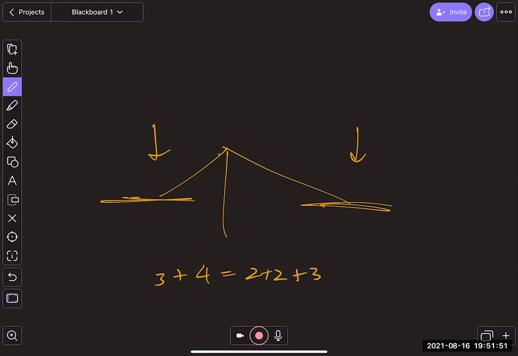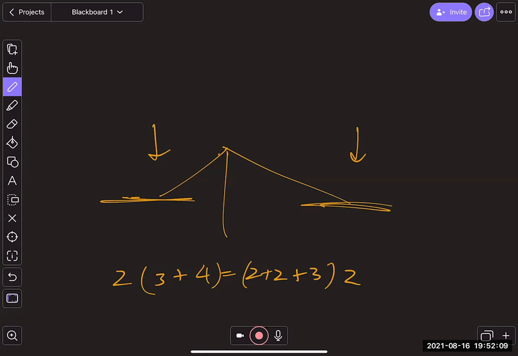You can even multiply both sides by the same thing, right? You can multiply both sides by 2. This ends up being 14 equals 14. Right? So you can do whatever you want to one side, as long as you do it to the other as well. You're perfectly fine.